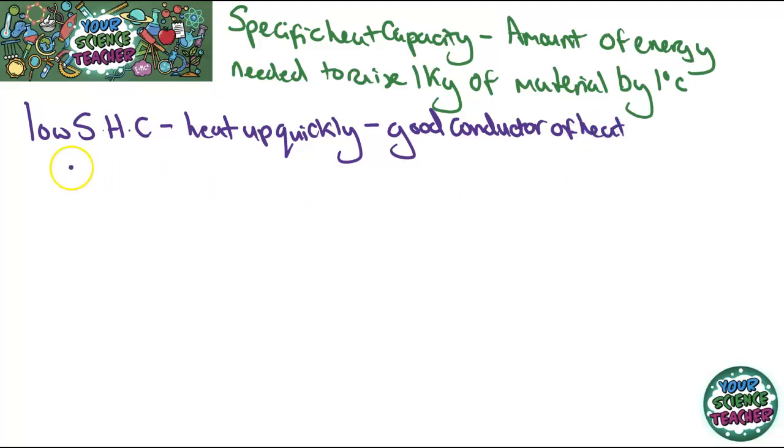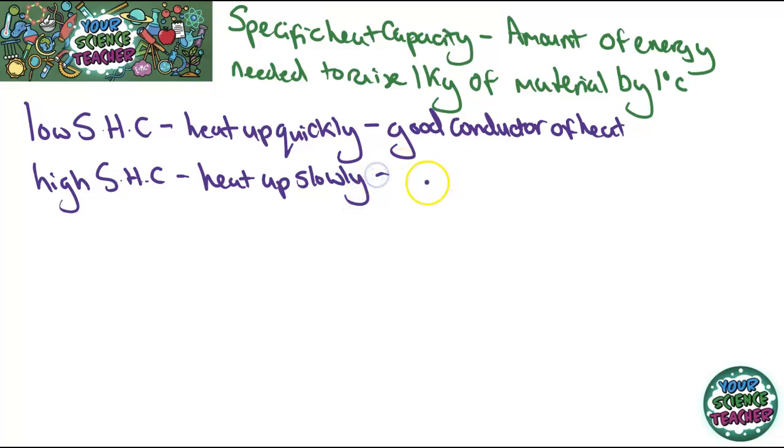If an object heats up slowly, then it's going to have a really high specific heat capacity. And therefore it would be a poor conductor of heat, and the particles would often be more spread out.